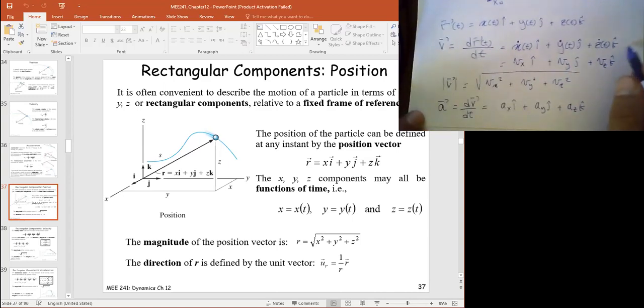But what you should know right now is, this is your velocity as a function of time, and this is your acceleration as a function of time. And obviously the magnitude of the acceleration is going to be the square root of ax squared plus ay squared plus az squared. Okay.